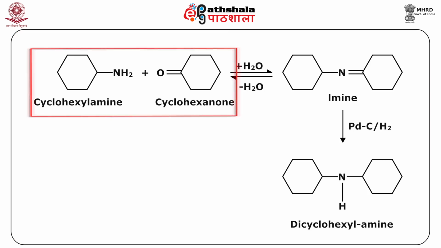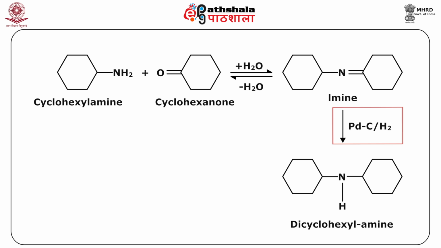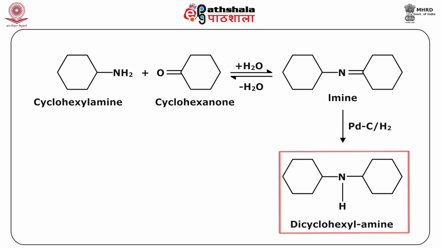The synthetic approach involves the reaction of cyclohexylamine and cyclohexanone to form the intermediate imine in step 1. The intermediate imine on catalytic reduction with palladium on charcoal and hydrogen forms the final product dicyclohexylamine in step 2.